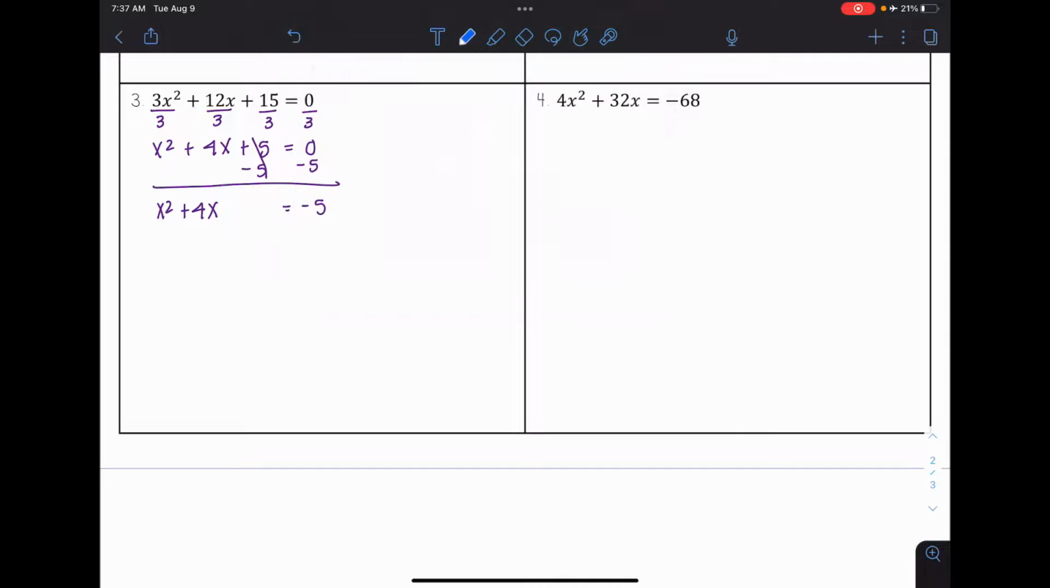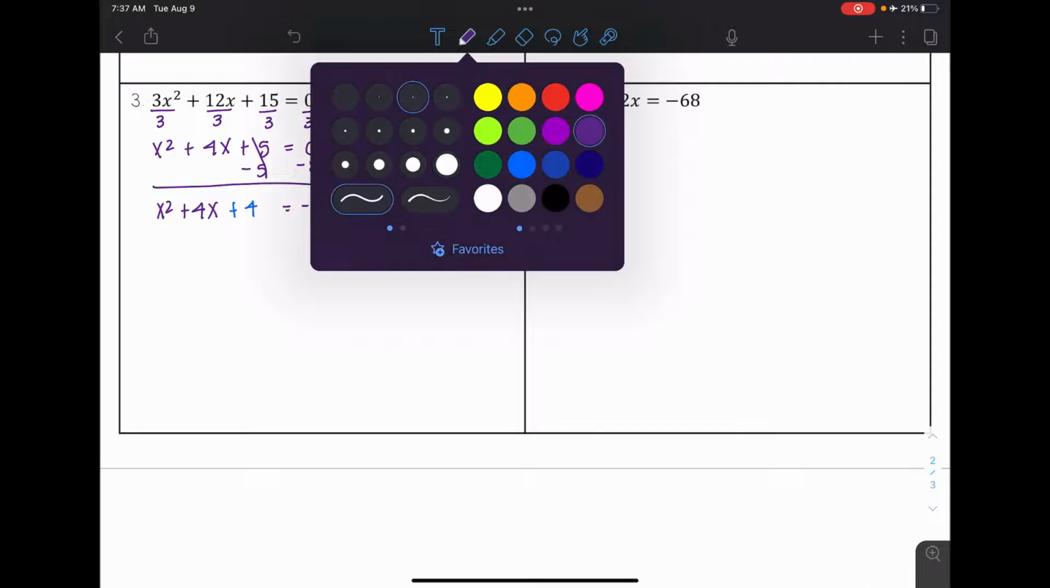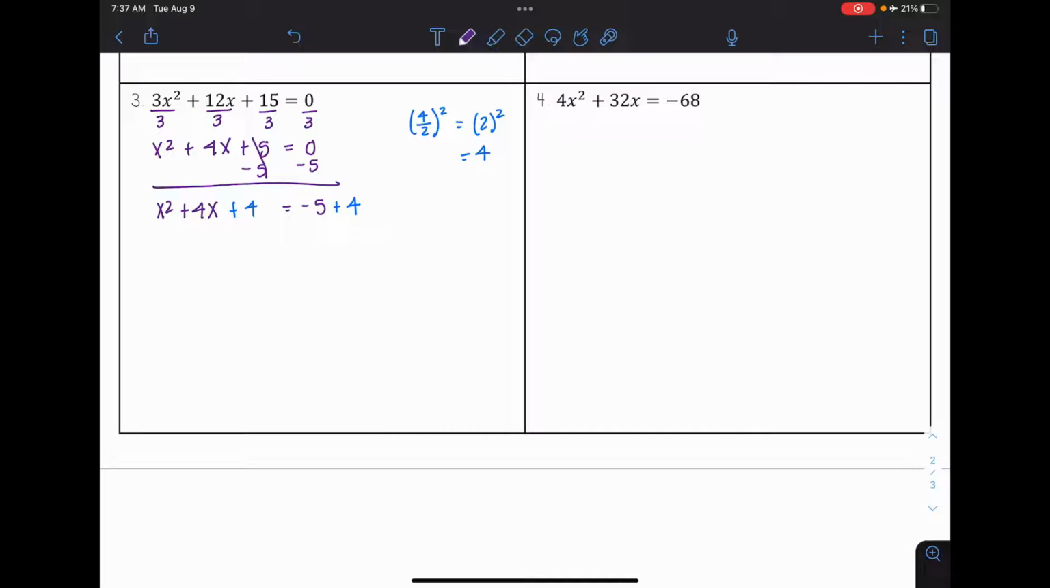And now I need to complete the square. So I need to take my b, which is 4, and divide it by 2, and square it. Well, 4 divided by 2, I get 2, and 2 squared, I get 4. So now I have a perfect square trinomial on the left-hand side, and so when I factor this, I get x plus b divided by 2, which is 2, squared, is equal to negative 5 plus 4, which is negative 1.